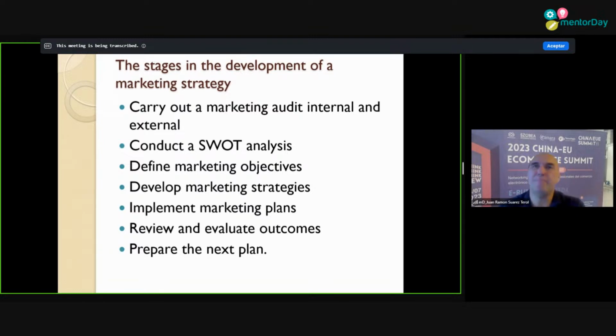But putting it on paper and doing a specific analysis is important, because it's going to give you the right thing to do for the next step, conducting a SWOT analysis. A SWOT analysis is nothing more than strengths, weaknesses, opportunities, and threats.